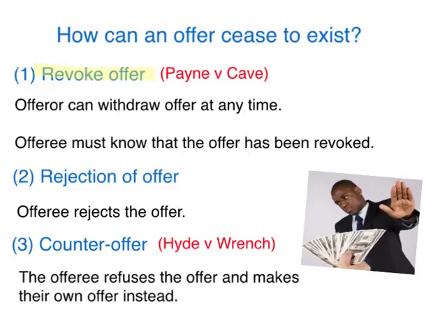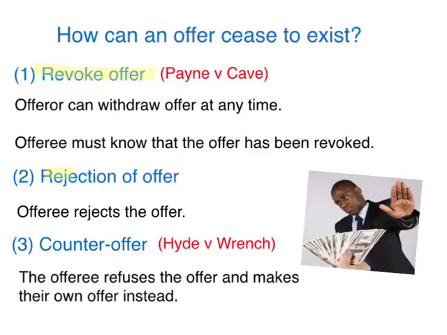So obviously, for instance, by remaining silent, that won't actually be effective revocation. Now the key case here is Payne and Cave, which we saw earlier, and this helps support the point because in this case the person who was making a bid during an auction withdrew their bid before the auctioneer accepted it, so they revoked their offer.